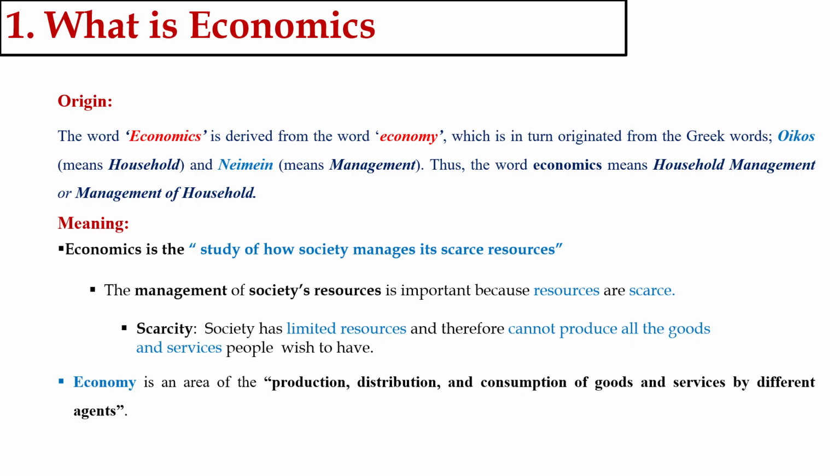So economy is taken from two Greek words. The first word is oikos. Oikos means household. And the second one is nemen, which means management. So we can say that from these two words, economics means household management, or management of household. Very simple.